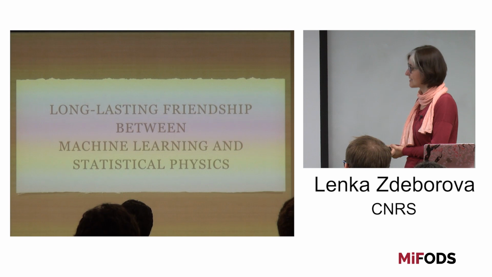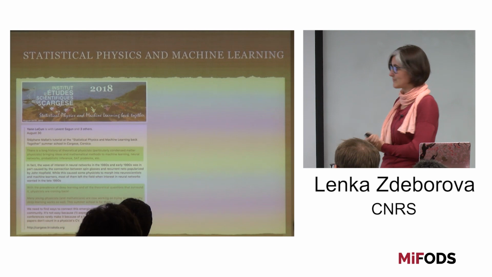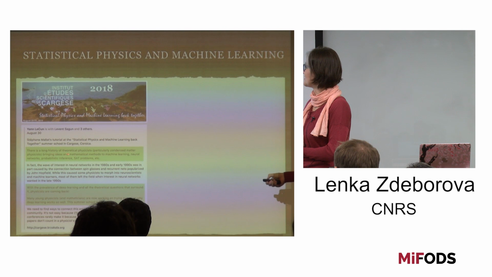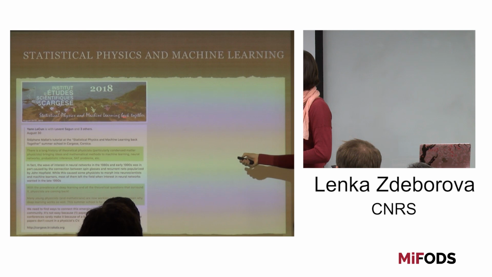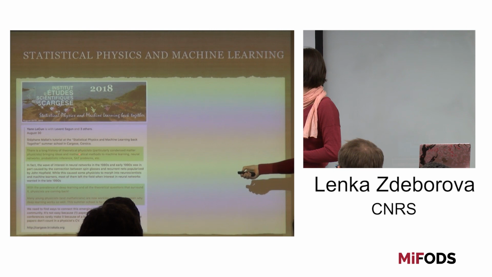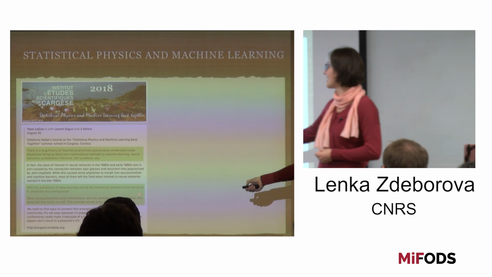How does the physics enter? I like to put it into one or two motivational slides by grabbing this snapshot of what Yann LeCun posted on his Facebook after lecturing in a school that we organized in France called Statistical Physics and Machine Learning Back Together. He was saying that there is a long history of theoretical physicists bringing ideas and mathematical methods to machine learning, neural networks, probabilistic inference, SAT problems, etc. And then with the prevalence of deep learning and all the theoretical questions that surround it, physicists are coming back.